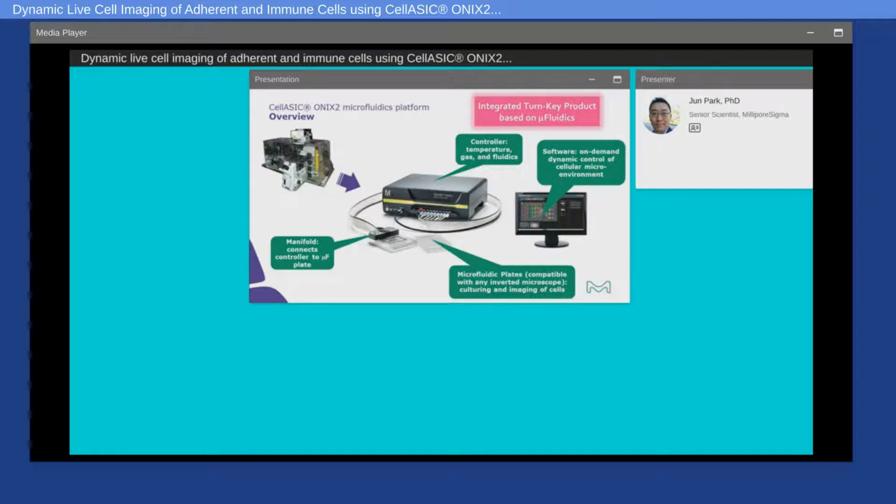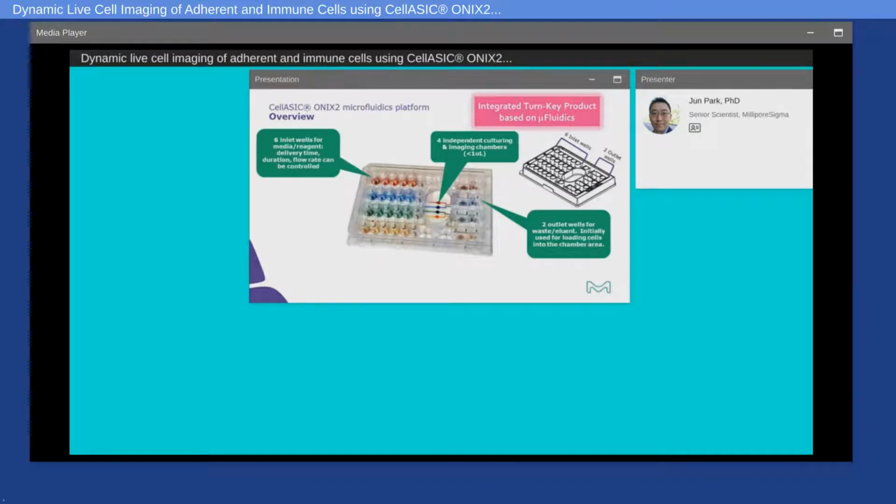The software is very easy to use and enables step-by-step protocol building where each experimental step can be built with user-defined time, temperature, gas, and perfusion parameter such as flow rate. Let's take a look at the plate in greater details. It has standard 96 well footprint. Images in the center show one of our plate preloaded with colored dyes to show individual layout of the fluidics.